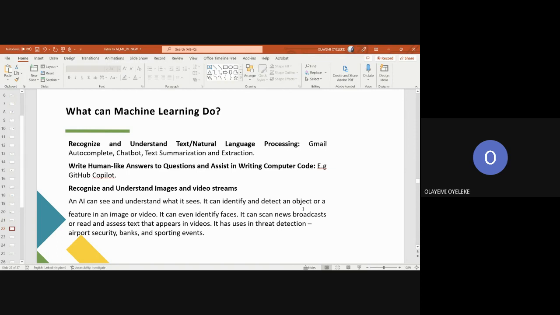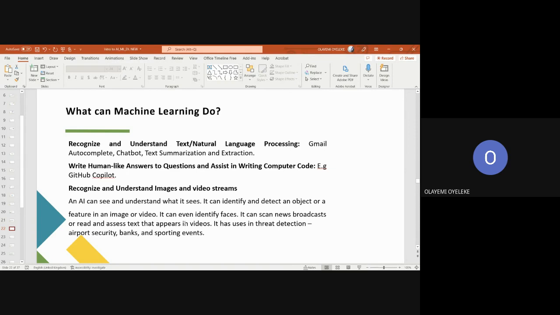Then we also have chatbots. I believe some of you have chatted with a chatbot before. Chatbots are intelligent systems that try to mimic human-to-human communication. Of course, they must have been trained to understand natural language. Then we also have text summarization and extraction. Machine learning can also write human-like answers to questions and assist in writing computer code, like the new GitHub Copilot.